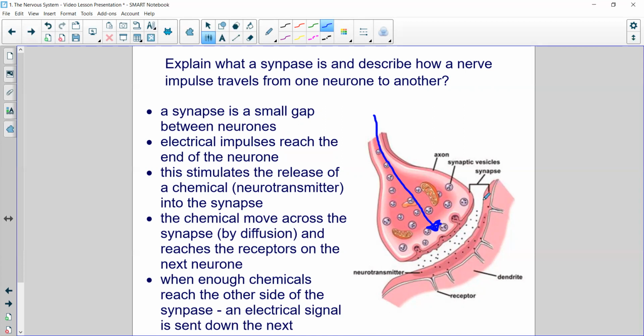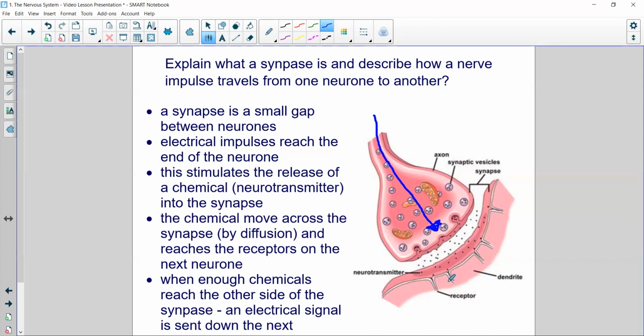And as you'll remember from one of the topics in Unit 1, when we have a really high concentration of any substance in one place, it will try and move to a lower concentration. There'll be a low concentration of these neurotransmitters on this side of the synapse. So it's just diffusion, high to low. The neurotransmitters move from the high concentration here to a low concentration here.